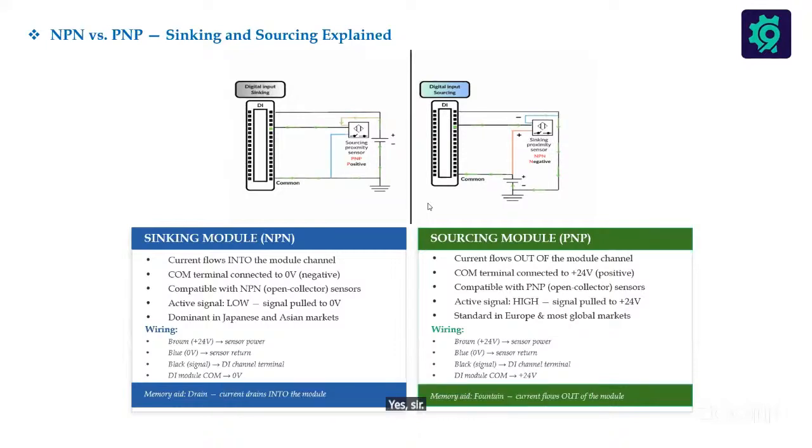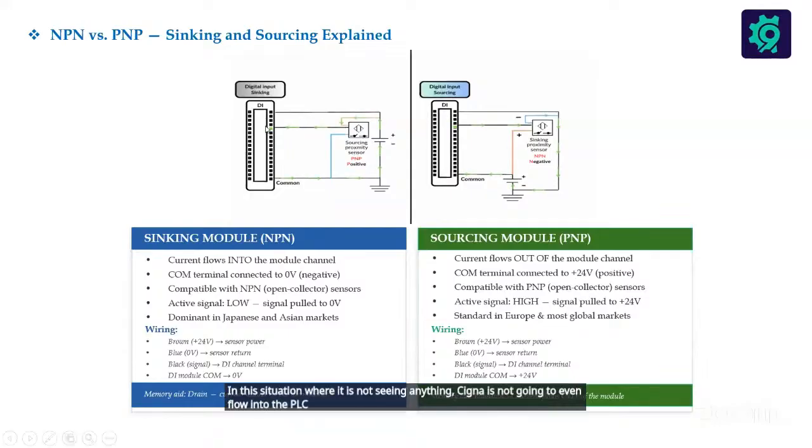As the case may be, let's say for your PNP now, it will be such that in the situation where it is not seeing anything, signal is not going to even flow into the PLC. Are we together? So by the time it's seeing something, signal flows into the PLC, and then the circuitry becomes completed at that particular point in time.